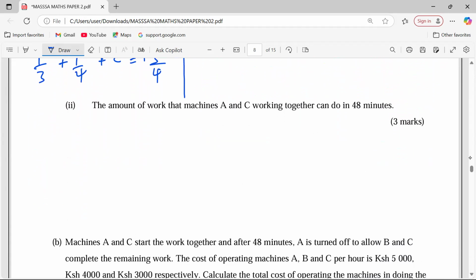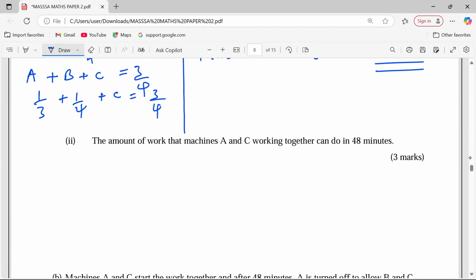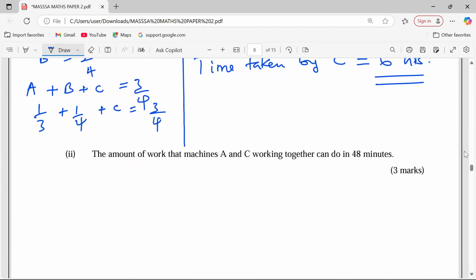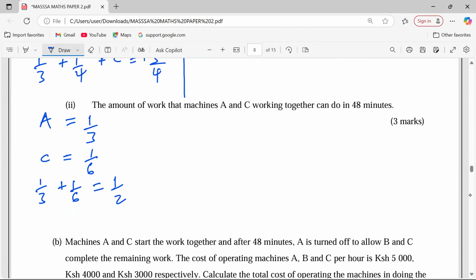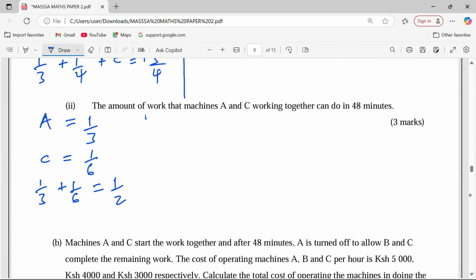We are also calculating the amount of work that machines A and C working together can do in 48 minutes. So A in 1 hour works a third. In 1 hour, C works a sixth. So together, A and C are going to work, let me work that one out, a third and a sixth. This gives us a half. So the two of them are able to work half in 1 hour.